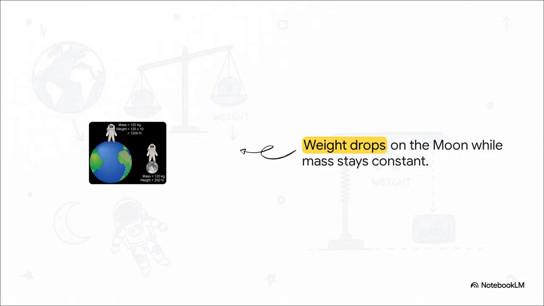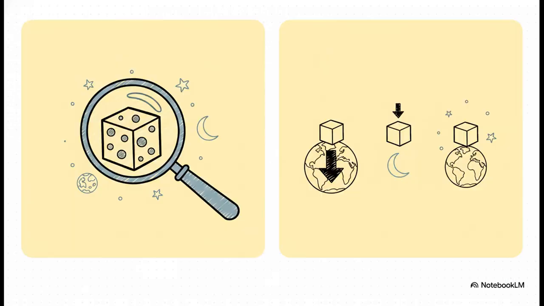But consider an astronaut. His mass stays at a constant 120 kilograms everywhere he goes. But his weight? On Earth, strong gravity pulls him down with 1,200 newtons of force. On the moon, that plummets to just 200 newtons. The force of gravity changed, so his weight changed, even though he literally didn't lose a single atom of his actual body.